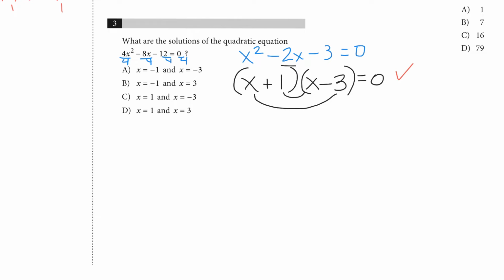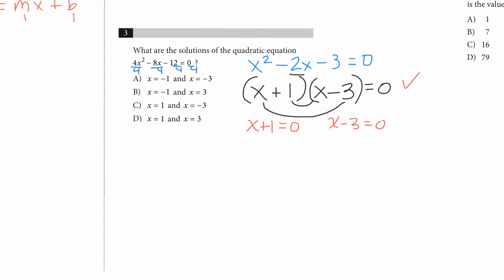And so that means that each factor would be equal to 0. So x plus 1 is equal to 0, and x minus 3 is equal to 0. And when we do that, we have x is equal to negative 1, and x is equal to 3. If I add 3 on both sides, I get x equals 3. And I get x equals negative 1 if I subtract 1 on both sides of that. So negative 1 and 3, so we look at the answers. We have negative 1 here and a negative 1 here, but we need negative 1 and 3. So it looks to me like the answer should be B.